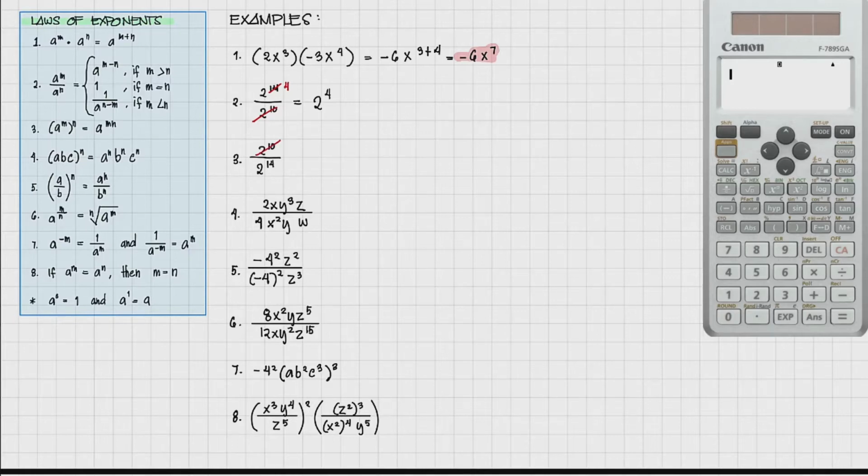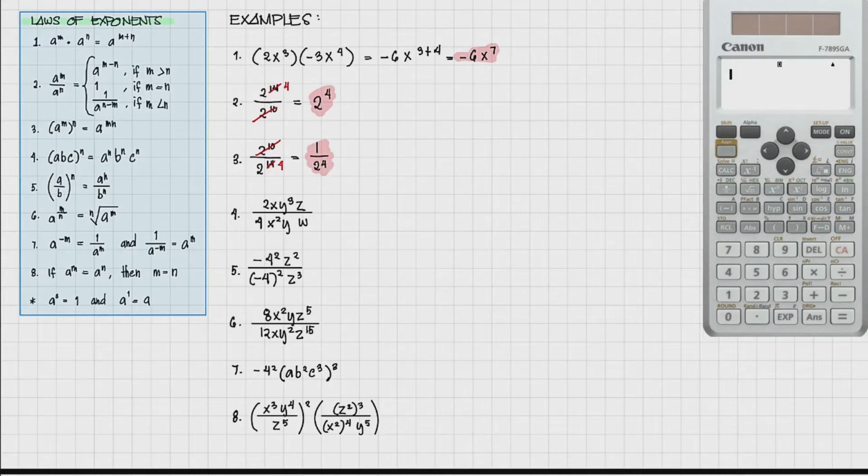Cancel out this whole term, 2 raised to 10. And then for the denominator, we'd be left with 14 minus 10, which is 4. So rewriting that, we have 1 over 2 raised to 4. So that's the final answer. Let me just highlight it.